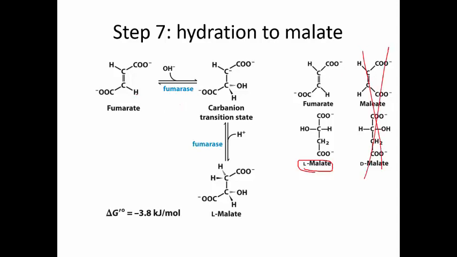All right, so this is just hydration, adding water across the double bond. And so this is going to happen like so. The OH attacks here, forms a carbanion for a very brief moment before that carbanion finds a proton and forms malate. So again, delta G pretty close to 0, considered pretty equilibrium and reversible.